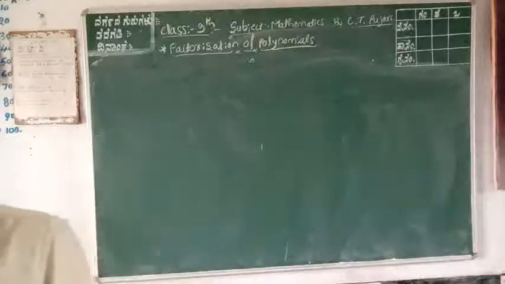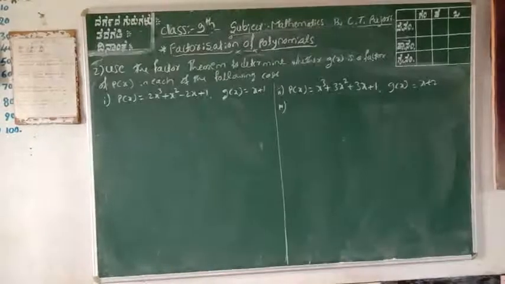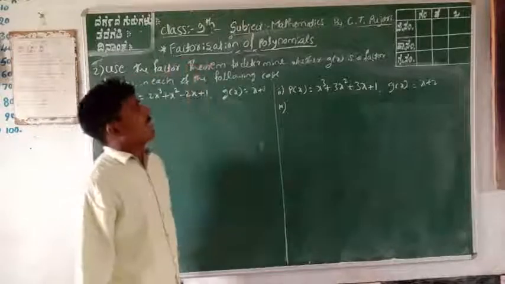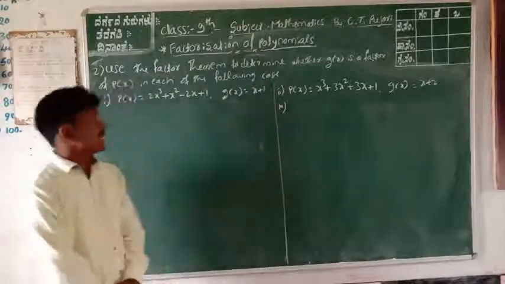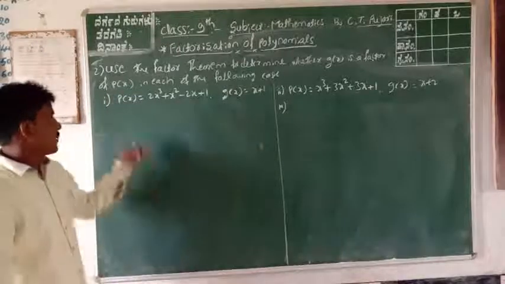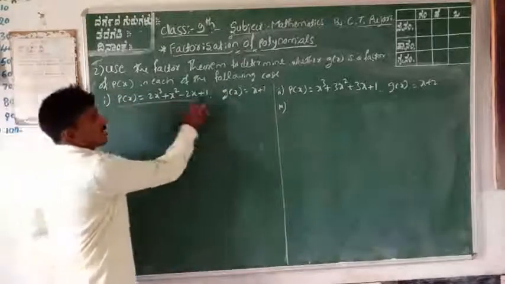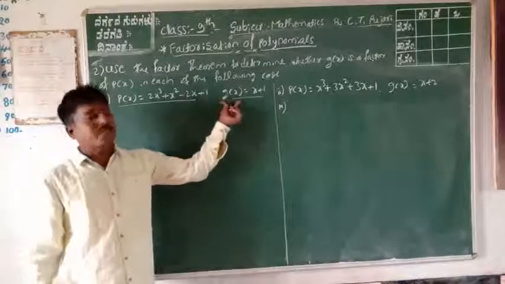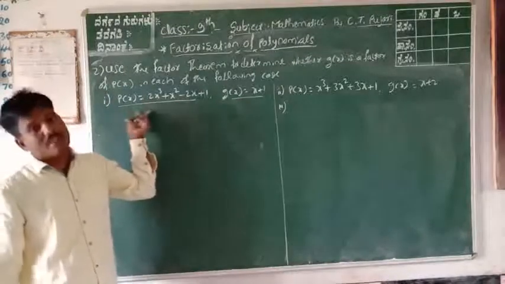Second one. The second method is to use the factor theorem. Determine whether g of x is a factor of p of x. In the first example, p of x is given and g of x is given. In this one, check whether this g of x is a factor of p of x or not. Check yourself once again.